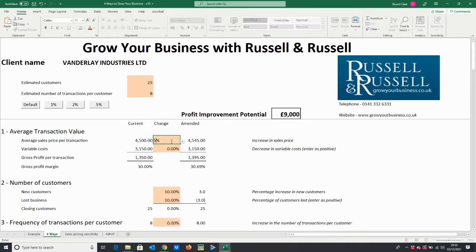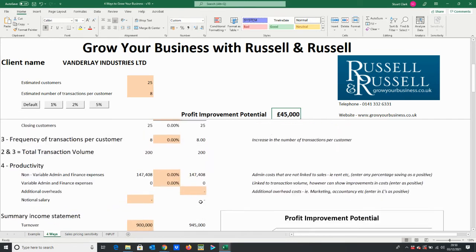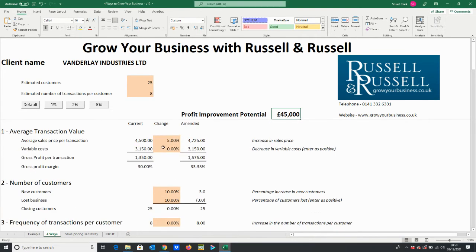What would 5% look like? 4,500 to 4,725. 225 quid might be a bit harder for some people to swallow. You might lose a couple of customers, but if you can manage to maintain everyone, £45,000 extra profit. That's an increase of 37% on the bottom line. So you can start to play about with these figures. You can start to think about, well, how could I justify a 5% increase? Maybe I need to include a guarantee. Maybe we need to improve our sales process. Maybe we just need to make sure that the team don't discount, or that they've got limits that they can go up to, the sales and marketing team, if they are discounting.